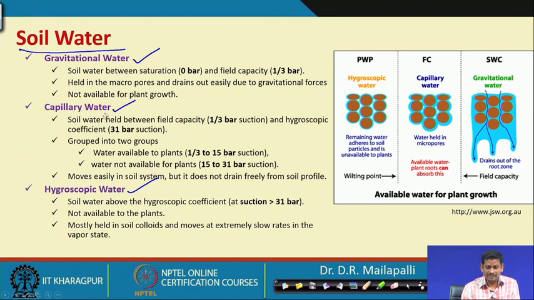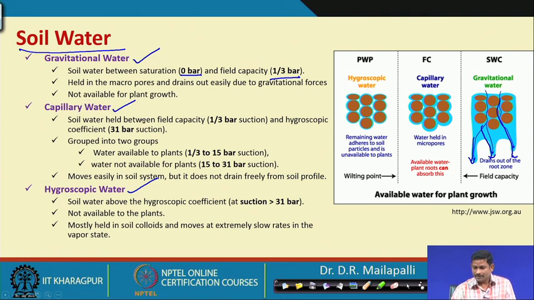The gravitational water, as I said, is between 0 bar and 1/3 bar. If you see the picture here, the gravitational water is completely saturated initially, and it is going to drain through the soil pores. That means this is not going to be available to the plants anymore.